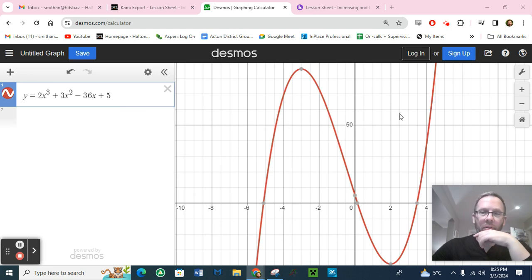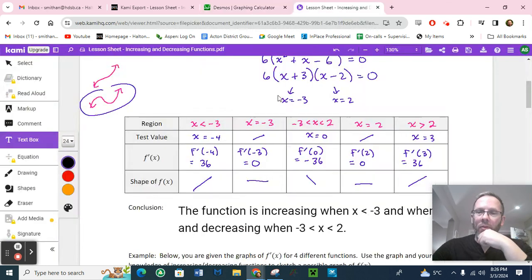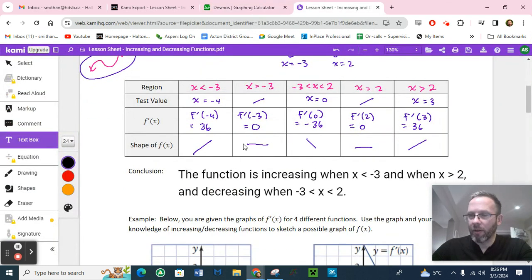So this is the function, and you can see that it has a little maximum point here at -3, 86. So the graph is increasing all the way to x equals -3, and then decreasing all the way to this minimum point, which is at 2, -39, and then increasing again all the way to infinity. So everything kind of fits together. So nothing crazy new. It's increasing, decreasing functions.